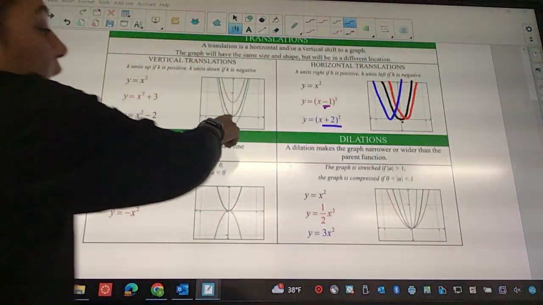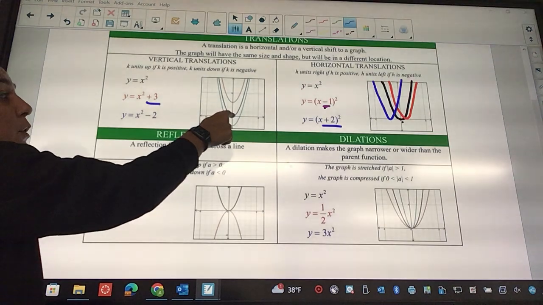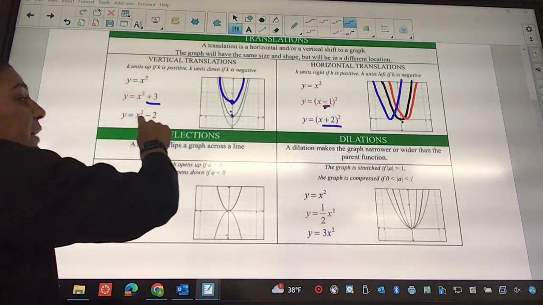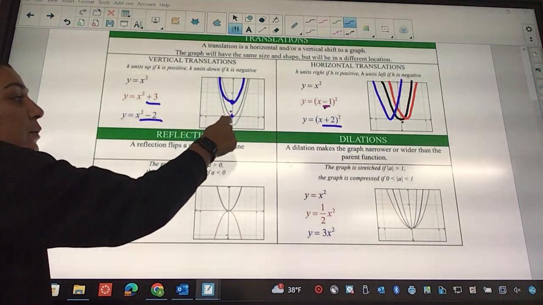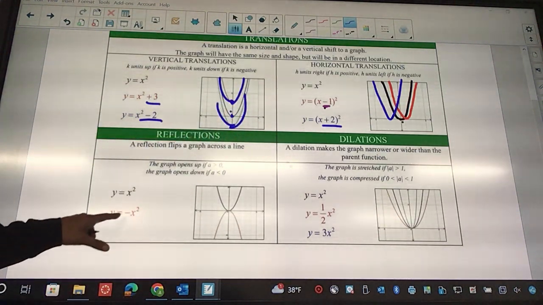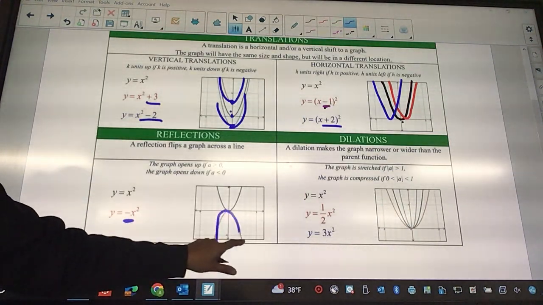Same thing, you can move it up or down. This is my black one. The red one said +3, so you would go 1, 2, 3, and put your dot, and then we could draw our picture. If it said -2, you're going to go 1, 2, put your dot, and then draw your picture. And then notice how this one, see the minus? It made our graph open downwards.